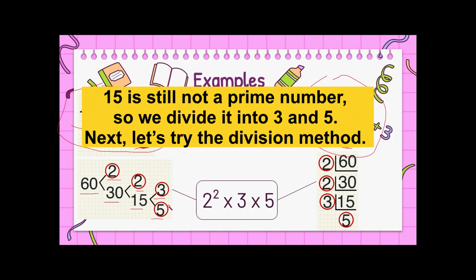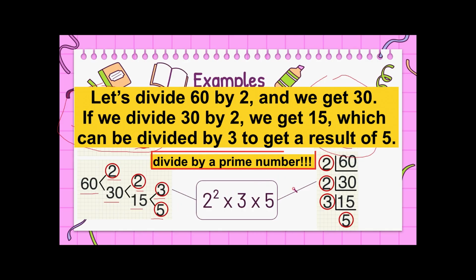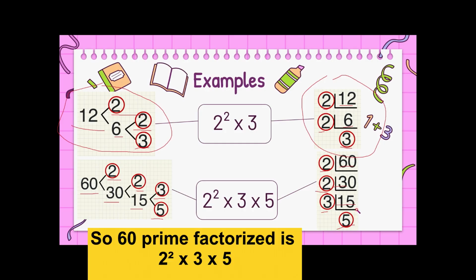Next, let's try the division method. Let's divide 60 by 2, and we get 30. If we divide 30 by 2, we get 15, which can be divided by 3 to get a result of 5. So 60 prime factorized is 2 squared times 3 times 5.